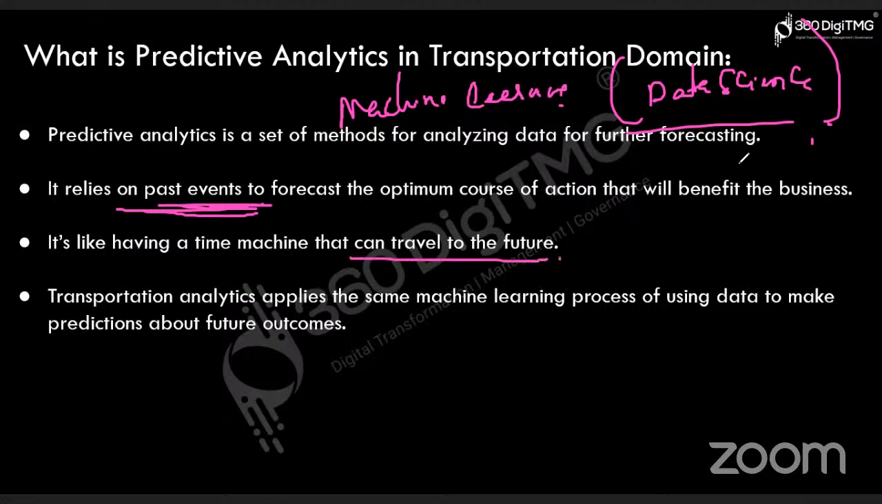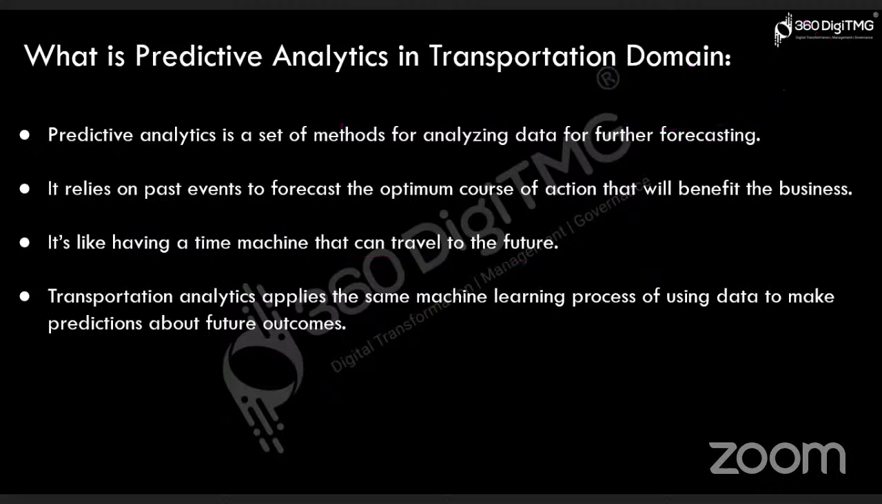What we are doing is prediction for the future. It is kind of traveling to the future and giving predictions, and based on that we will be making business decisions. It is not just for transportation analytics. In any analytics, we apply the same machine learning process of using data to make predictions about future outcomes.